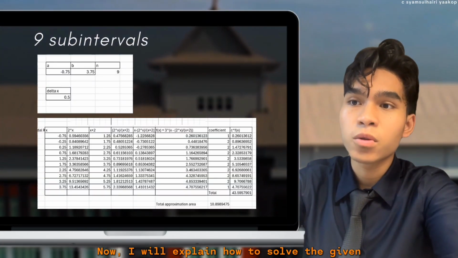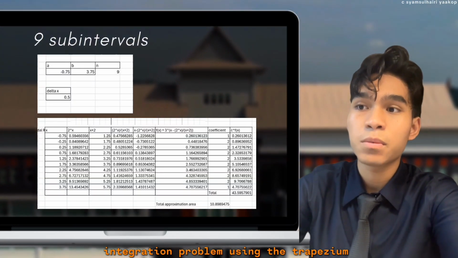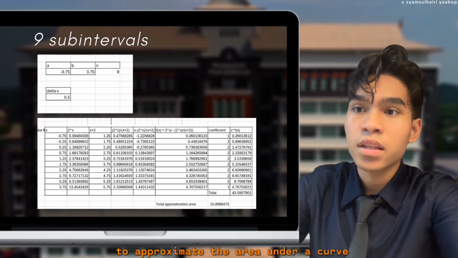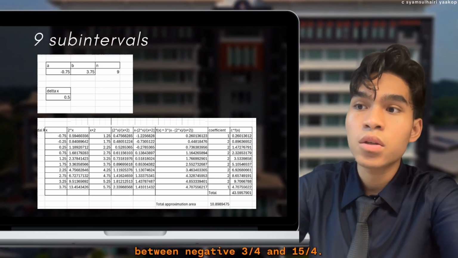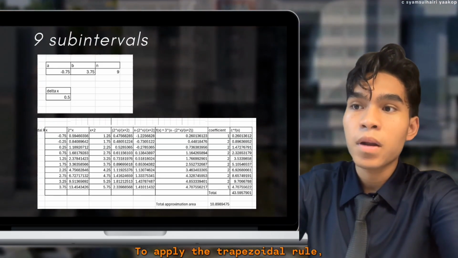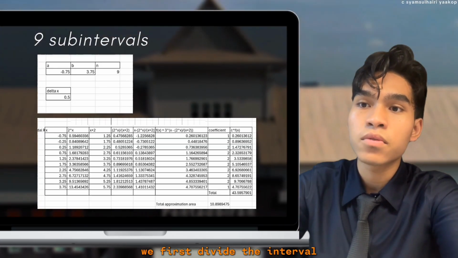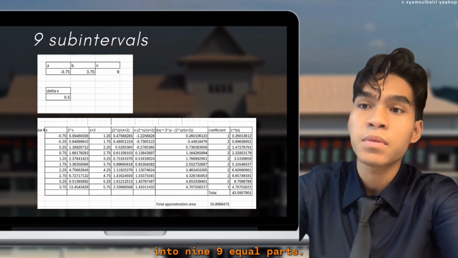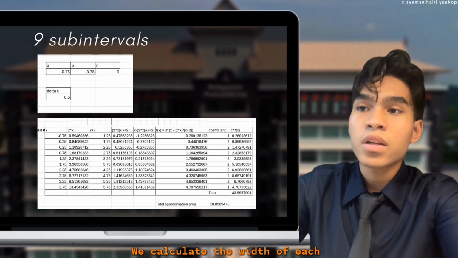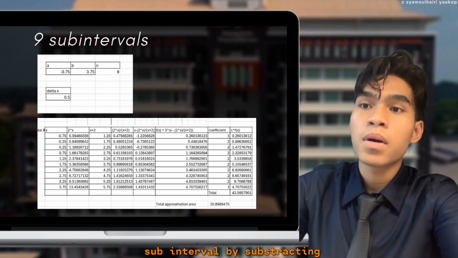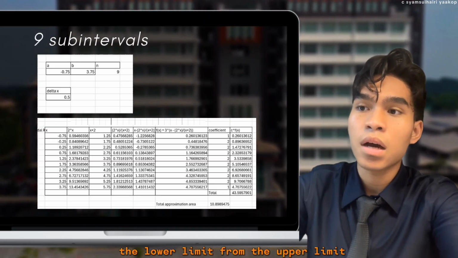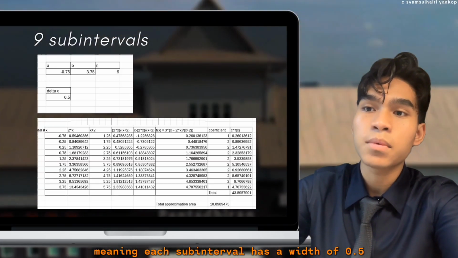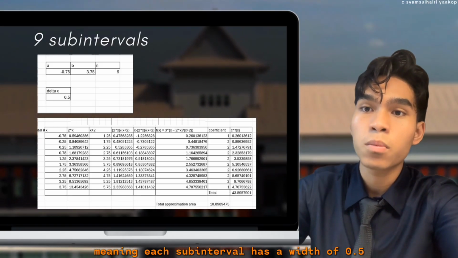Now, I will explain how to solve the given integration problem using the trapezium rule with 9 subintervals. The problem asks us to approximate the area under a curve between -3 quarters and 15 quarters. To apply the trapezium rule, we first divide the interval from -0.75 to 3.75 into 9 equal parts. We calculate the width of each subinterval by subtracting the lower limit from the upper limit and dividing by 9. The result is 0.5, meaning each subinterval has a width of 0.5.